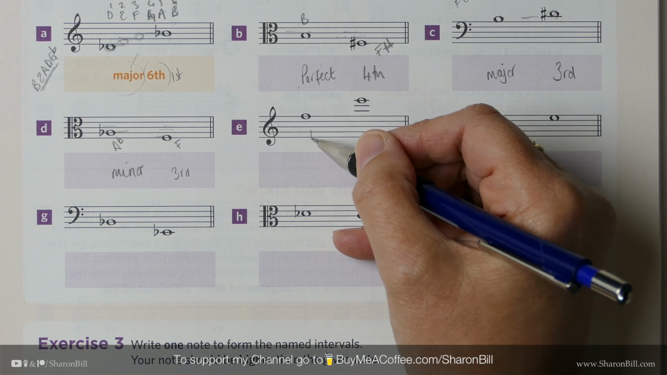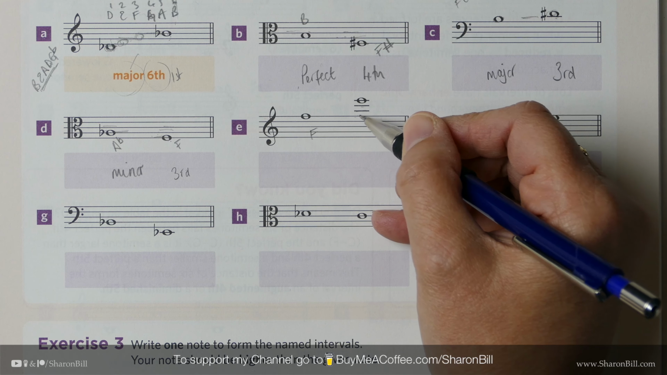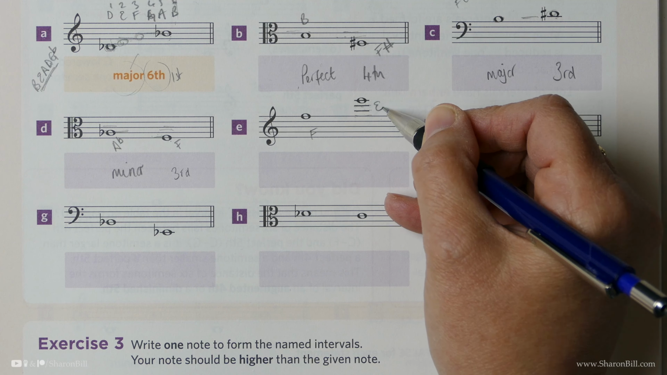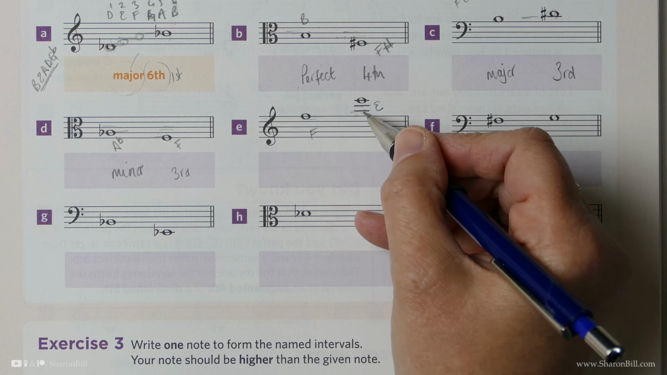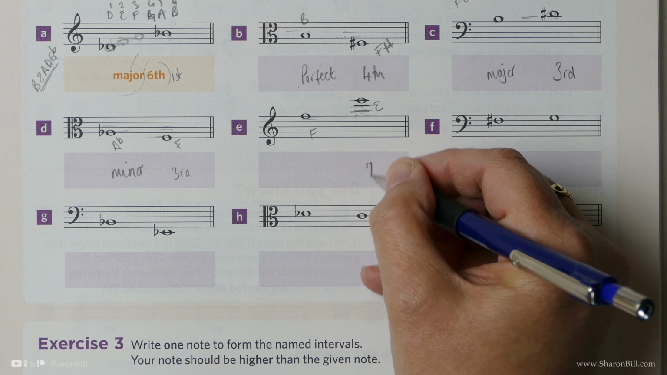Now here we have an F, and then here we have an E. If you're not sure, think F, G, A, B, C, D, E. Now that's a 1, 2, counting line, space, line, 1, 2, 3, 4, 5, 6, 7th of some sort.